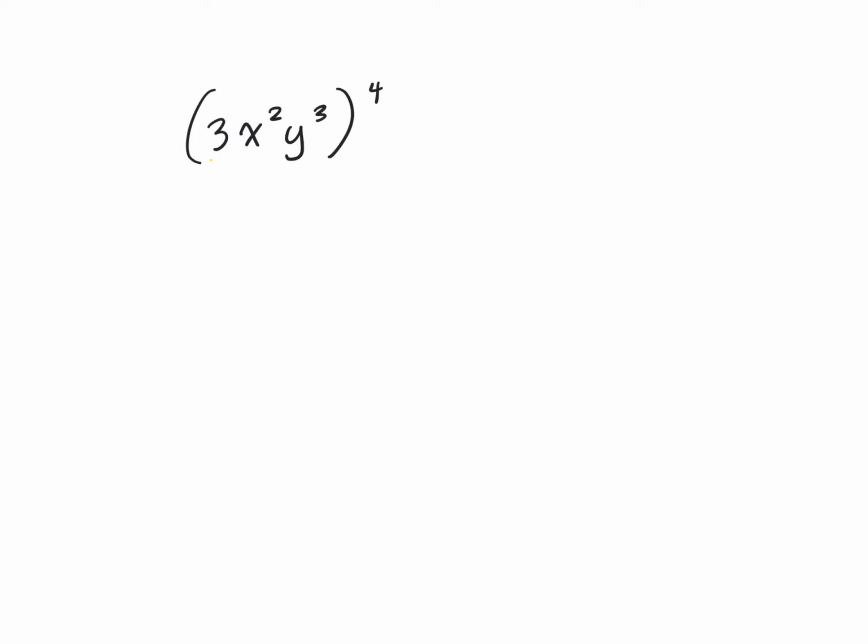So it's 3 to the power of 4, it's x to the power of 2 to the power of 4, and it's y to the power of 3 to the power of 4. What's the first part of this? 3 to the power of 4, so if you want to write it out, right? Because there's an imaginary 1 here. 1 times 4 is 4. And then it's x to the power of 2 to the power of 4 is what? 8. And then it's y to the power of 3 to the power of 4 is, that's it.